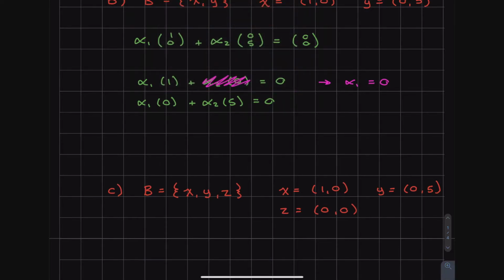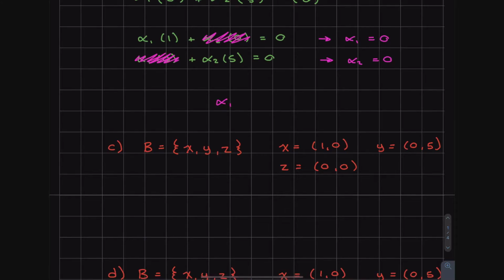The same process as before: alpha 1 times 0 is going to be 0, so we can get rid of that. What we end up with is 5 alpha 2 is equal to 0. In order for that to be true, alpha 2 must also equal 0. Since alpha 1 is equal to 0 and alpha 2 is equal to 0, all the alphas in the equation are equal to 0, which means this set is linearly independent. So that's why I have LI, linearly independent, because both of our alphas are equal to 0.